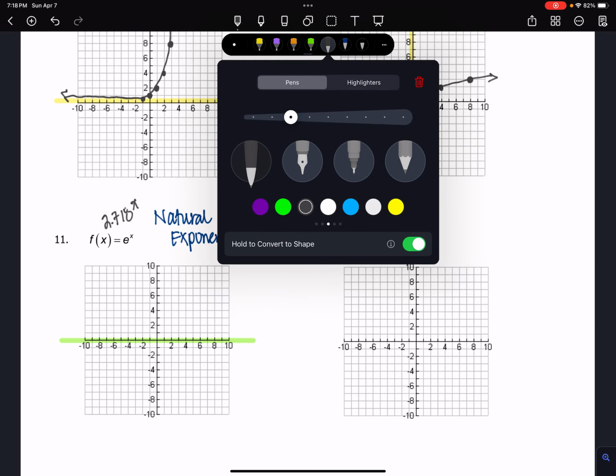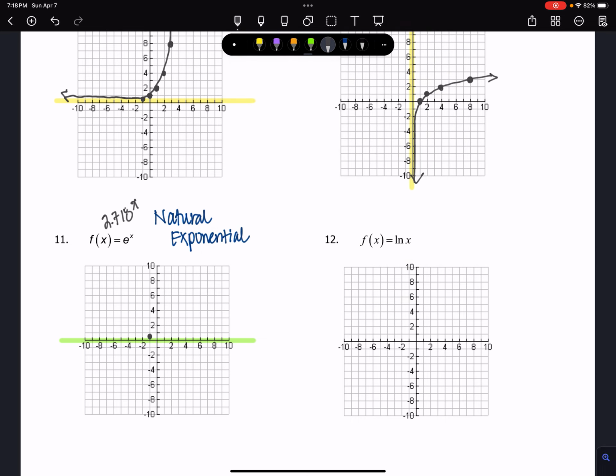So when I put a negative 1 in, I'm going to get a fractional amount, a decimal amount that's less than 1. When I put a 0 in, anything raised to the 0 power is 1. When I put a 1 in, I get 2.7 out. When I put a 2 in, I get 7.3-ish out. Then I connect the points, and I enter and exit the grid whenever the graph calls for it.